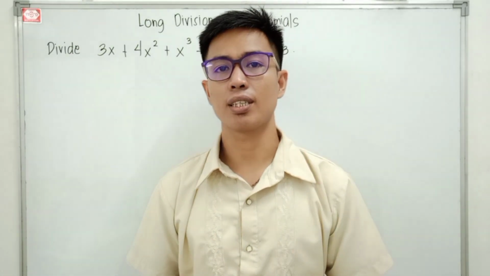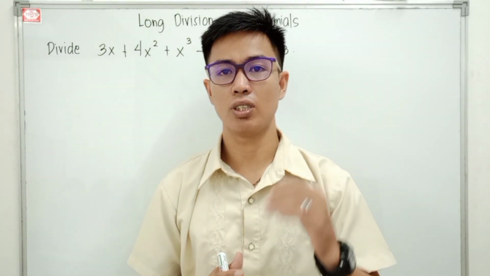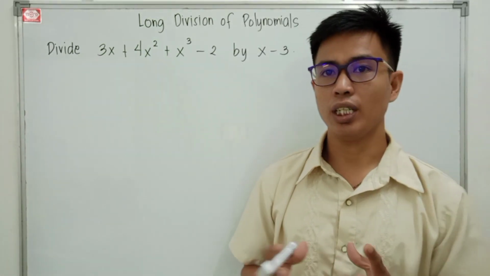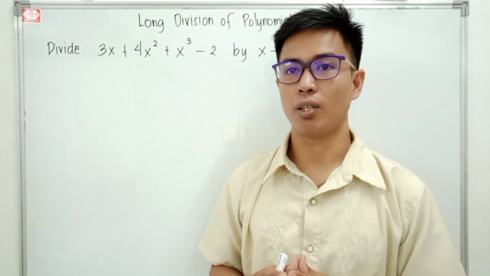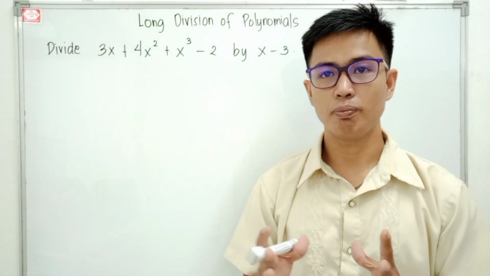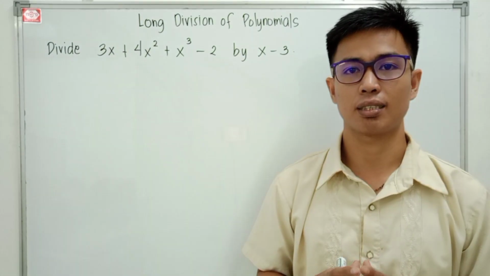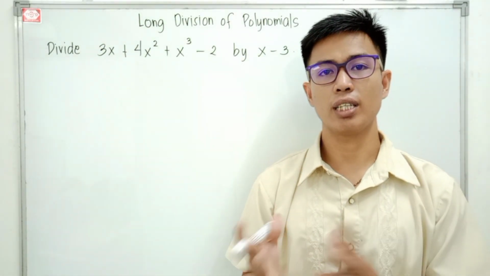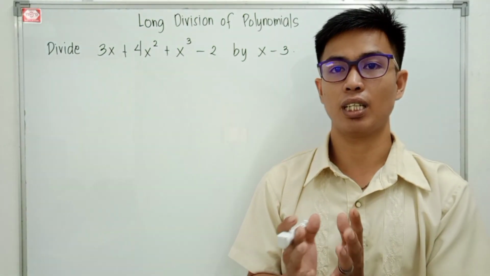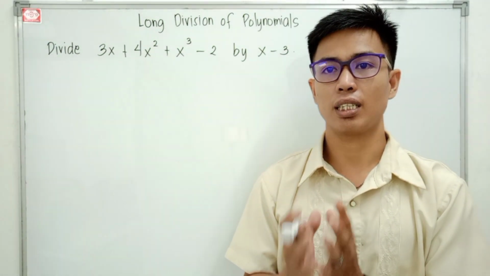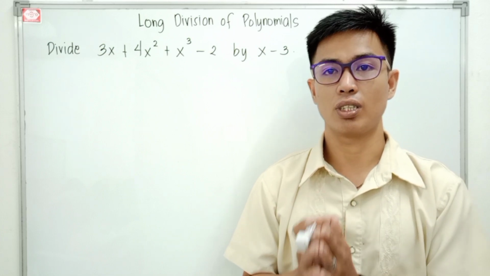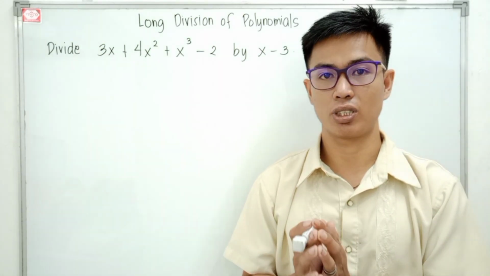So, after knowing the steps, i-apply na natin yung mga yun dito sa pagdidivide natin ng polynomial. Here we are asked to divide the polynomial 3x plus 4x squared plus x cubed minus 2 by x minus 3. So, we're going to identify what is the dividend and what is the divisor. In this given, the dividend is the polynomial 3x plus 4x squared plus x cubed minus 2, and the divisor is x minus 3.